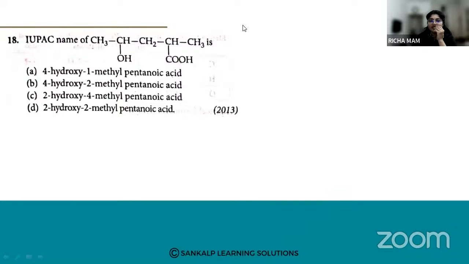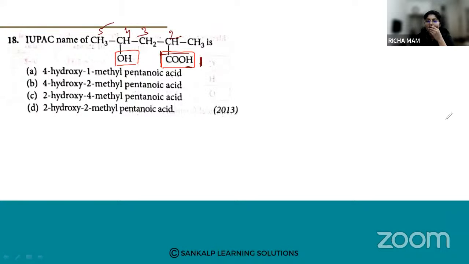If a compound is given, you have to give the IUPAC name of the following compound. Yes, tell me the IUPAC name. Now here two functional groups are there. Between the hydroxy and the carboxylic acid, the carboxylic acid should be taken as the parent chain. Take the longest parent chain including this. So I'll start from here. 1, 2, 3, 4, and 5.